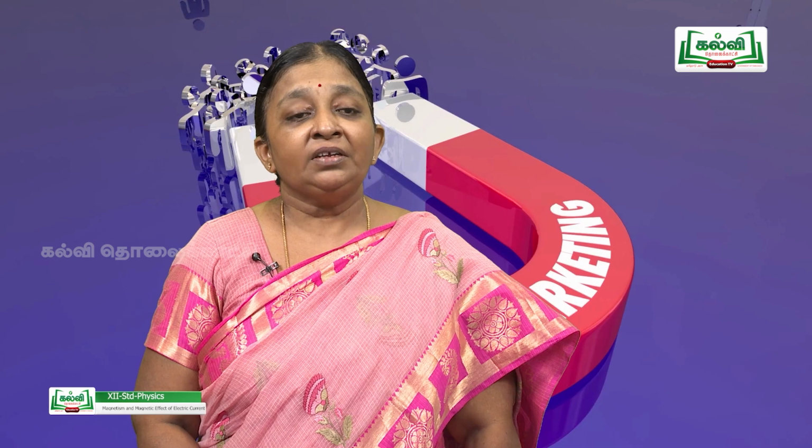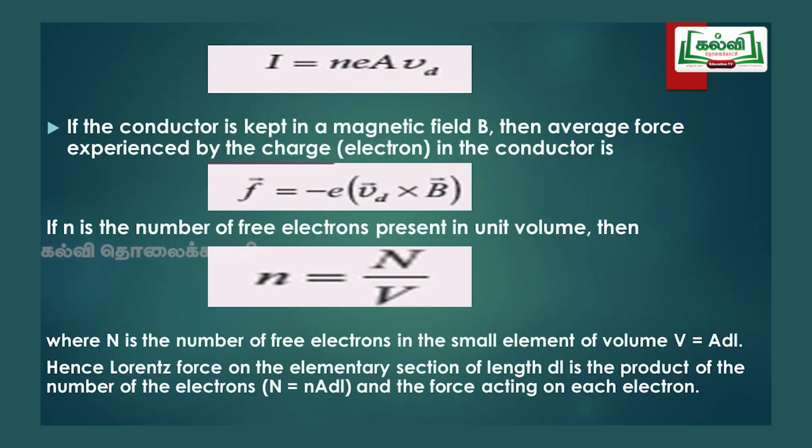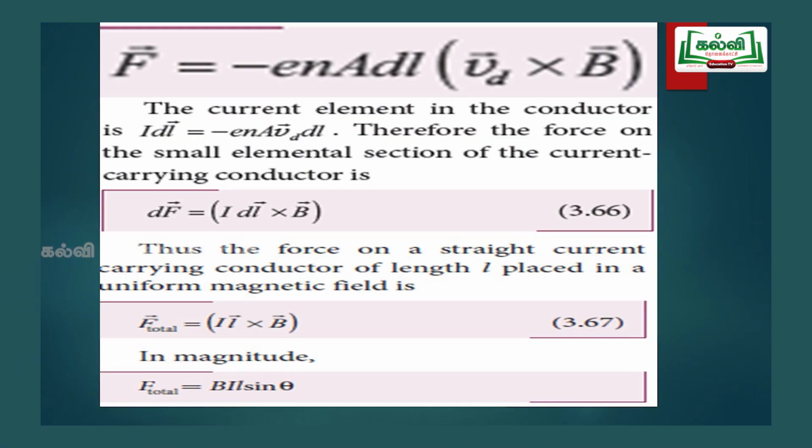Now what we have written, the Lorentz force F is equal to minus e into vd cross B. Now we have to calculate the number of free electrons present in unit volume, that is n is equal to N by V. So this Lorentz force will carry half a mark. The next one, due to all the charge carriers, what is the force? That is F vector is equal to, we have to substitute the small n value also and we will get this equation. So this will also carry a mark.